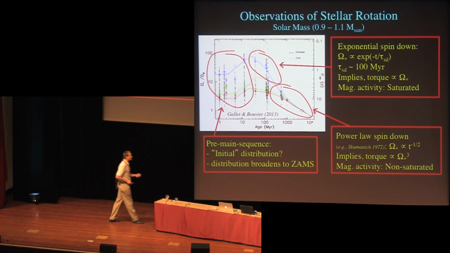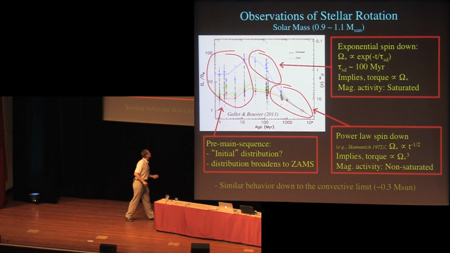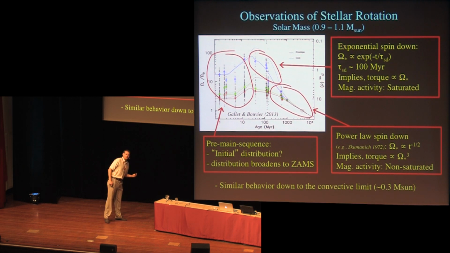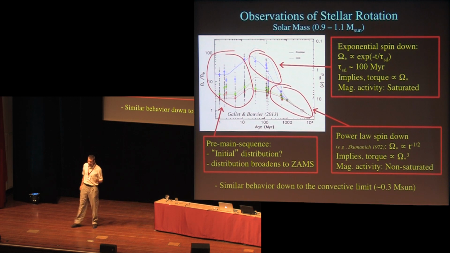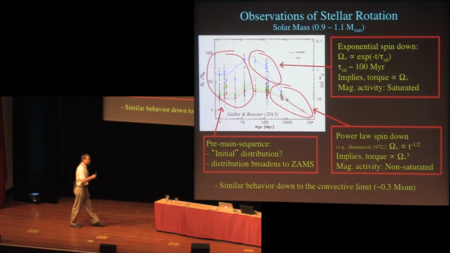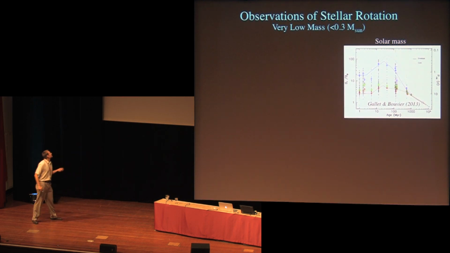So we already have a pretty good hint that the magnetic activity is playing a role in what's going on. We can make similar plots like this all the way down to the convective limit of 0.3 solar masses with similar statistics, and we find the same qualitative behavior. The trends are that as you go to lower mass, this spin-down timescale increases continuously, and a few other interesting trends, which I don't have time to go into.